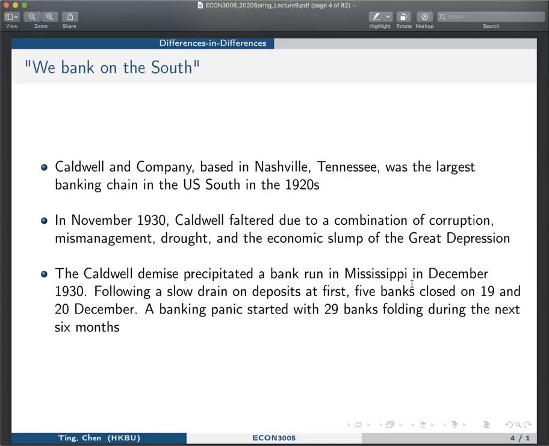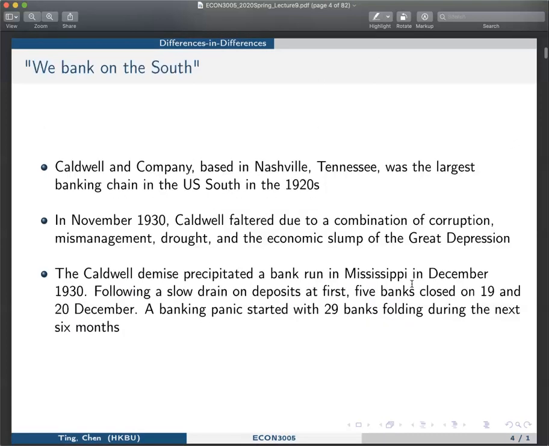And then in December 1930, after a few weeks, five banks among its chain closed because they could no longer afford these withdrawals of money. And then it actually triggered a banking panic, starting with 29 bank failures during the next 6 months. Okay, these are the events of the bank run in the 1930s in the Great Depression.